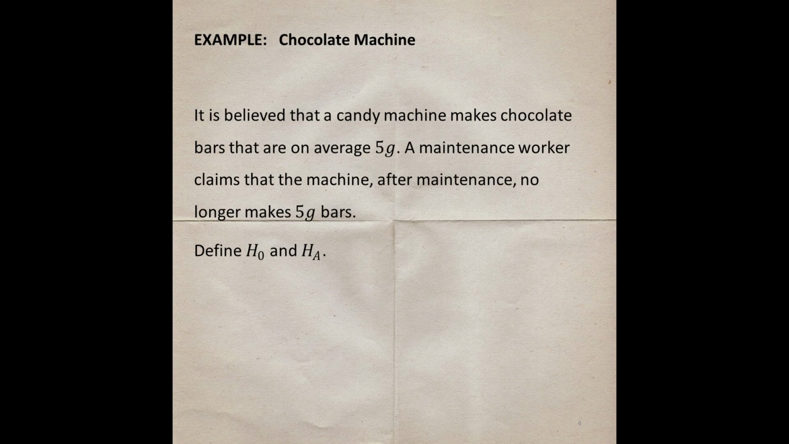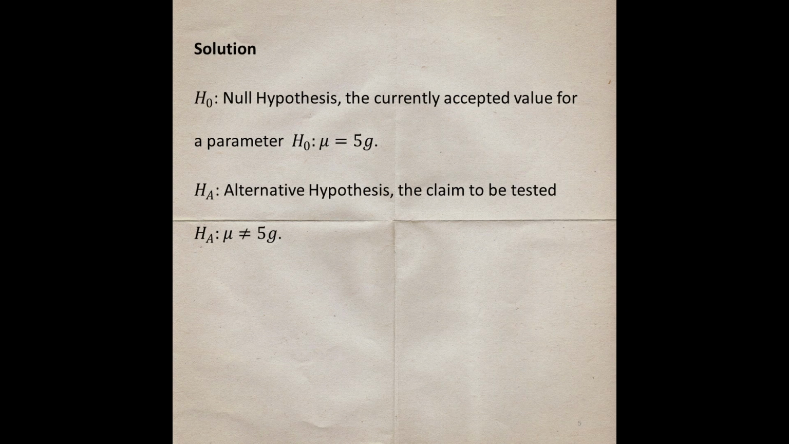Let's go through an example of defining the null and alternative hypotheses. It is believed that a candy machine makes chocolate bars that are on average 5 grams. A maintenance worker claims that the machine, after maintenance, no longer makes 5 grams bars. Define H0 and HA. The solution is very simple.